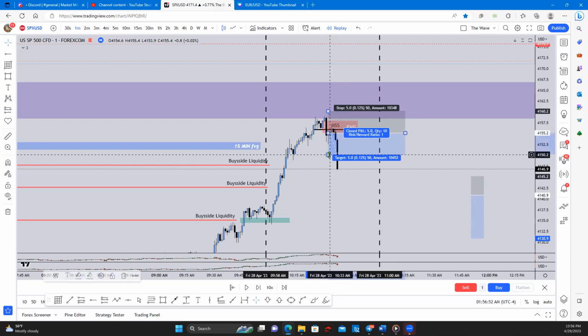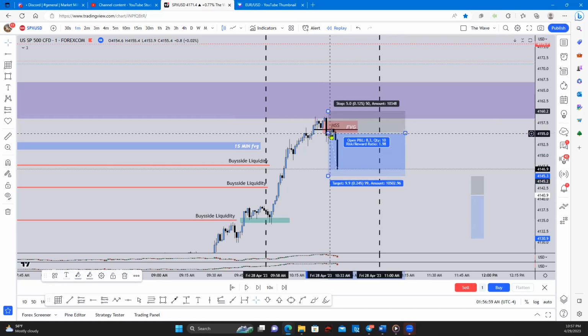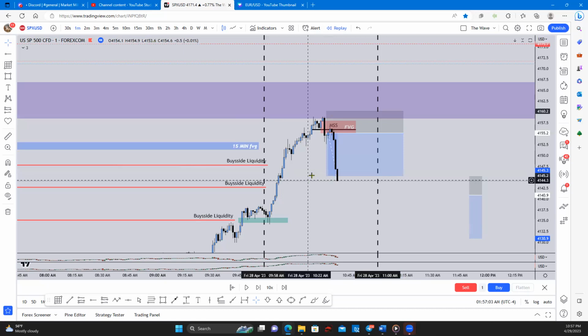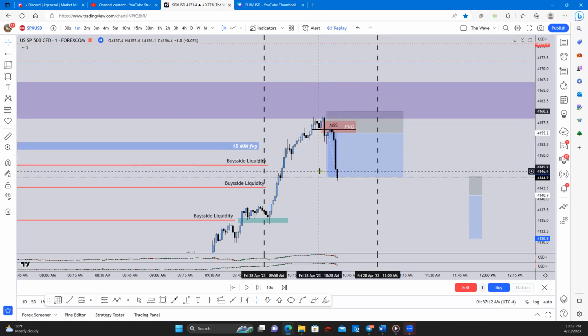Once we hit 5 points, I was shooting for my 10. But once we hit 5 points, I went break even here and just let the rest ride. And you can see, boom, we took profit within 1, 2, 3, 4, 5, 6 candles. Okay.